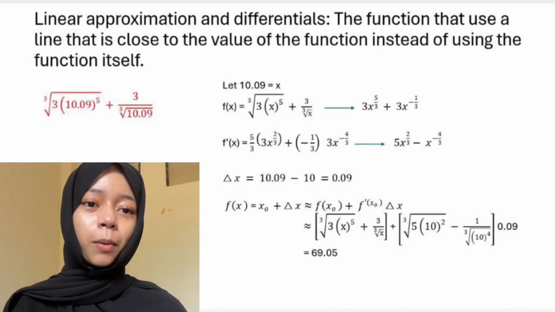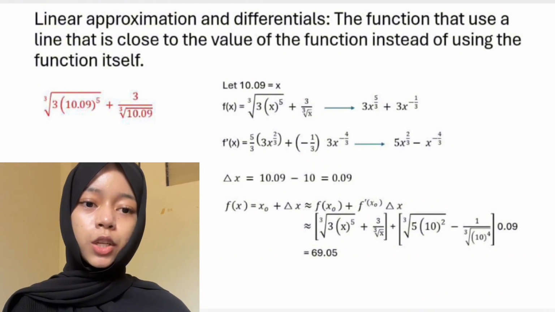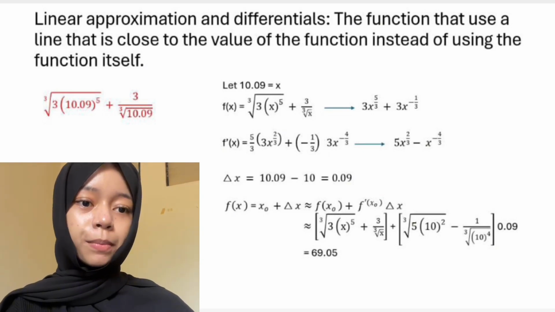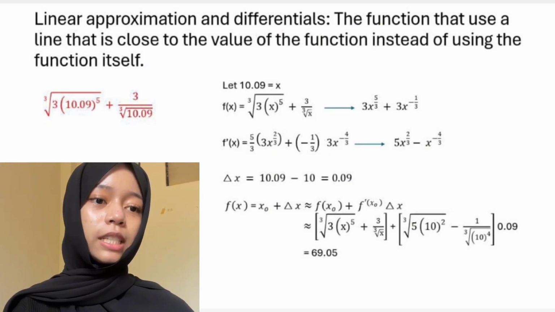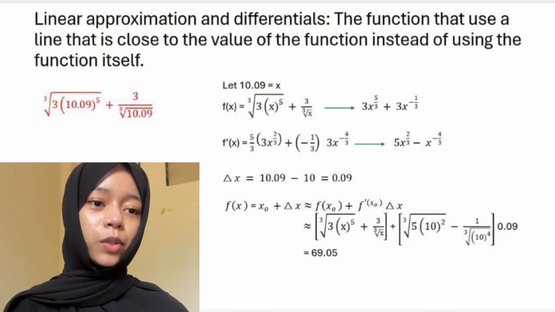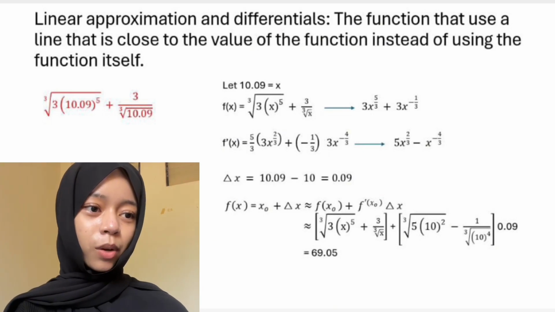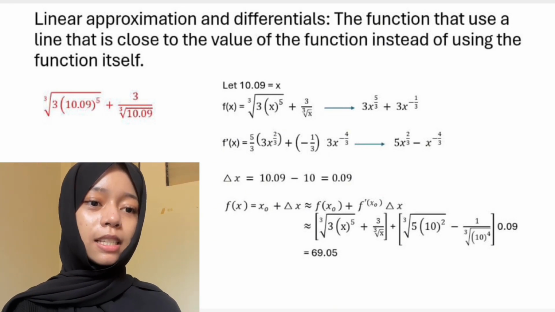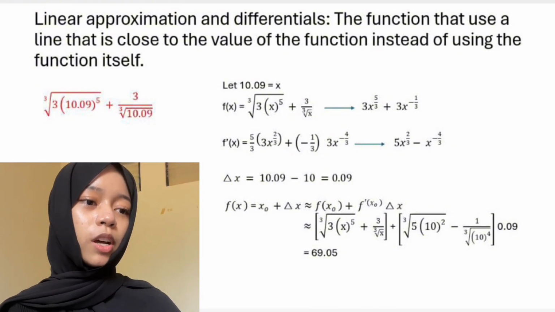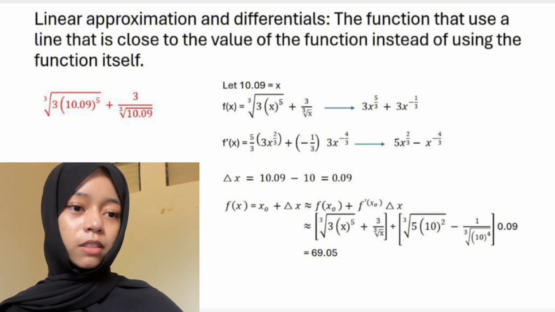Okay, so the last subtopic will be the linear approximation and differentials. The question given is cube root 3 times 10.09 to the power of 5 plus 3 over cube root 10.09. So the first step, we're going to let 10.09 equal x, and we get f(x) equal to 3x^(5/3) + 3x^(-1/3). The second step is we differentiate the function, which we get f'(x) equal to 5x^(2/3) minus x^(-4/3).